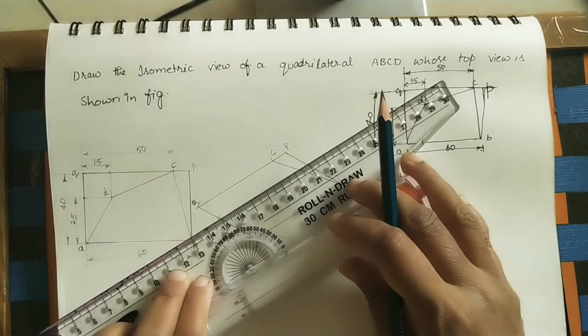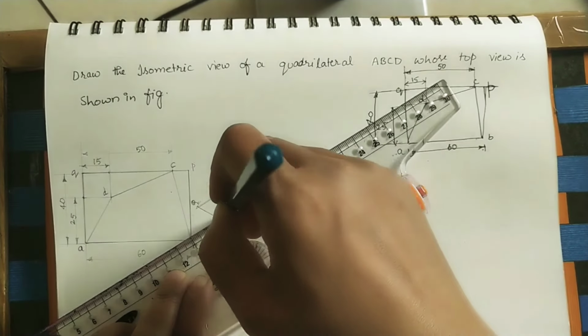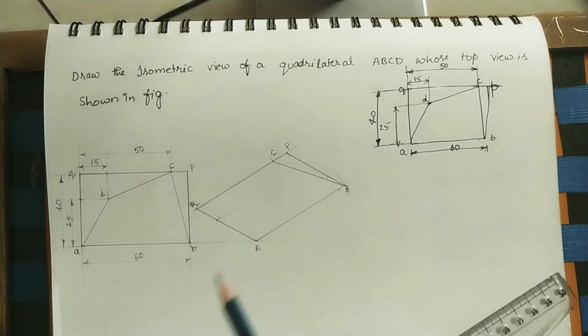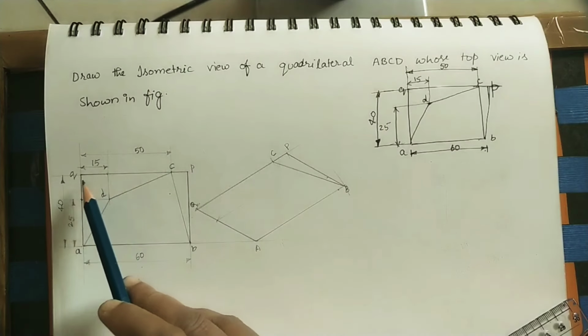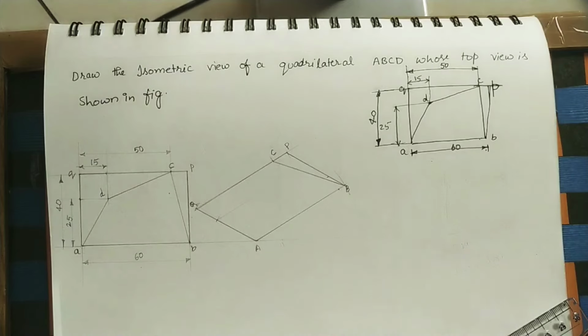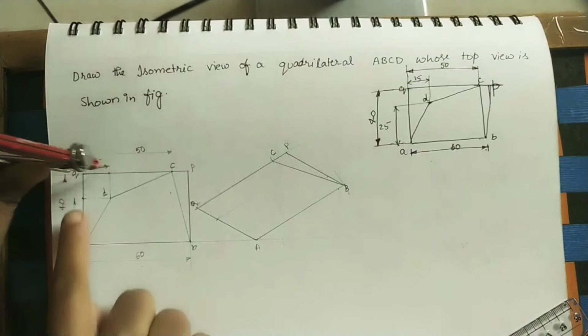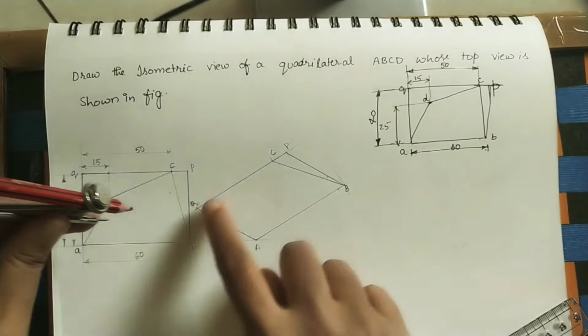Move the scale up to this point. Just do one line of some length like this. And here from Q, this point is 15 mm. Take that length, so mark on Q and P.